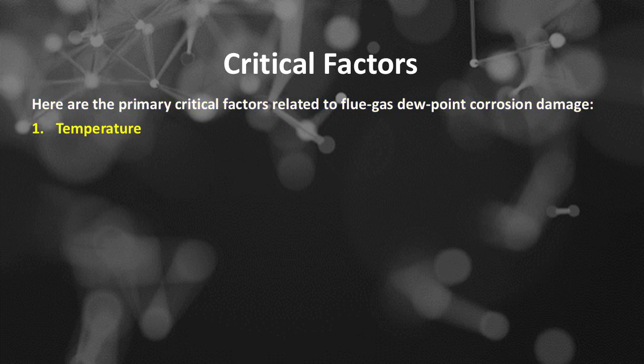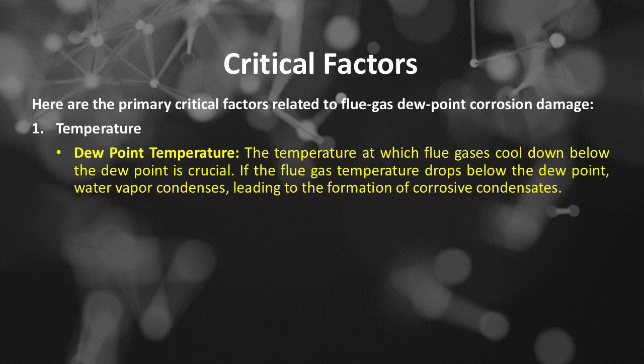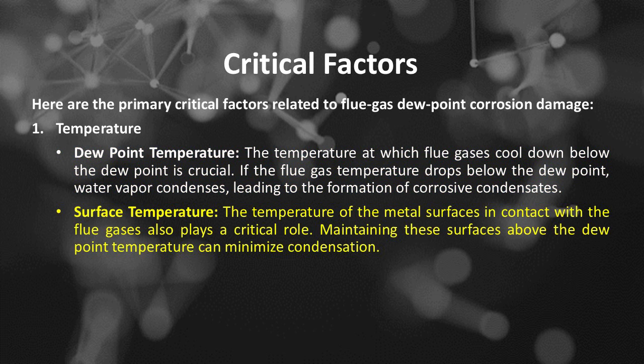Number 1 is temperature. Dew point temperature, the temperature at which flue gases cool down below the dew point, is crucial. If the flue gas temperature drops below the dew point, water vapor condenses, leading to the formation of corrosive condensates. Surface temperature, the temperature of the metal surfaces in contact with the flue gases, also plays a critical role. Maintaining these surfaces above the dew point temperature can minimize condensation.